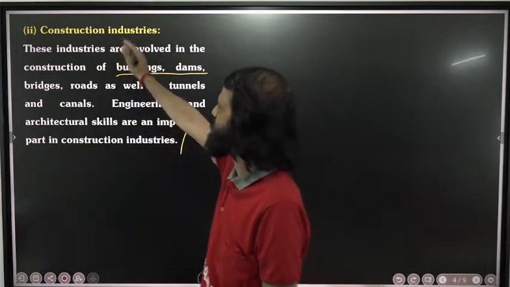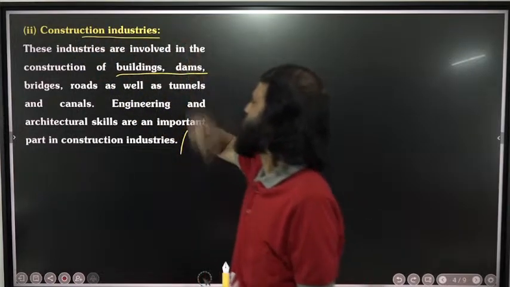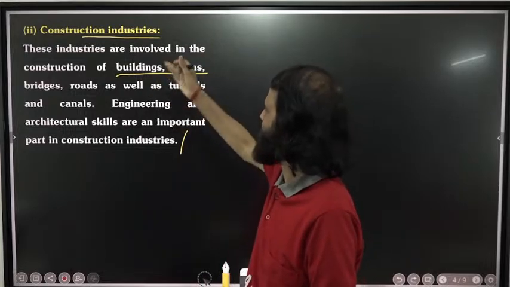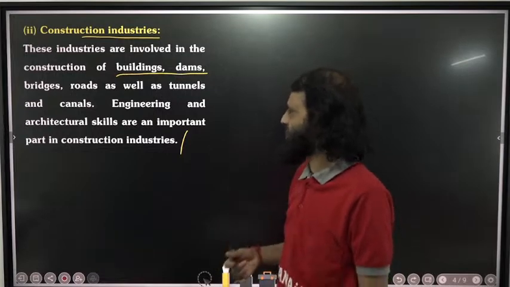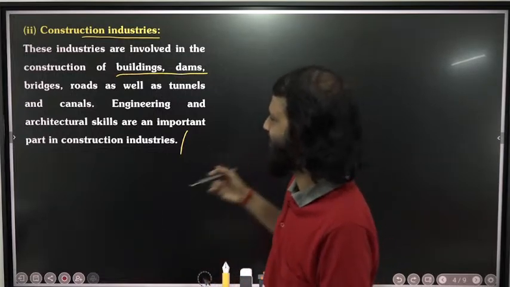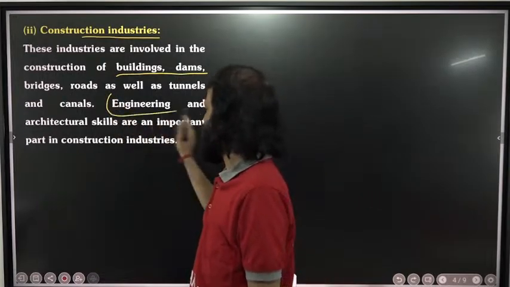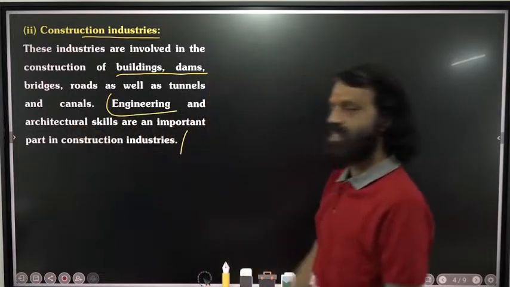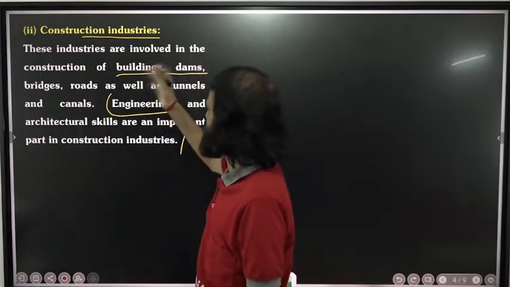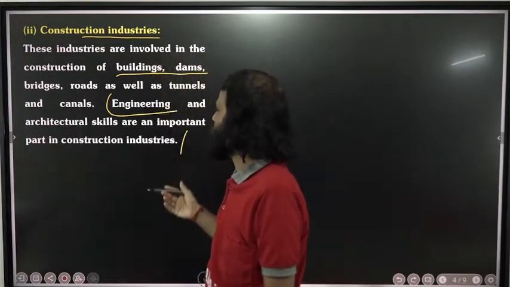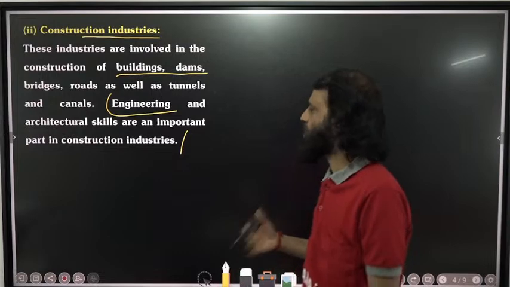So, in construction industries, what are the main things we want to do? We want to construct buildings, dams, roads, bridges, tunnels, canals, all those which are connected with engineering and architectural skills. So these sectors are very important in the developmental programs of a nation.